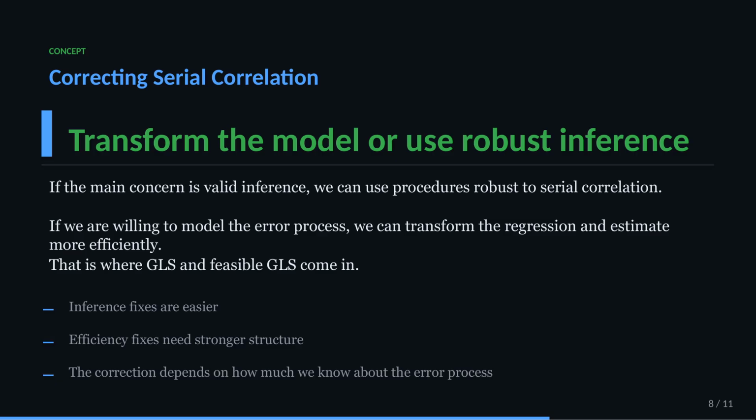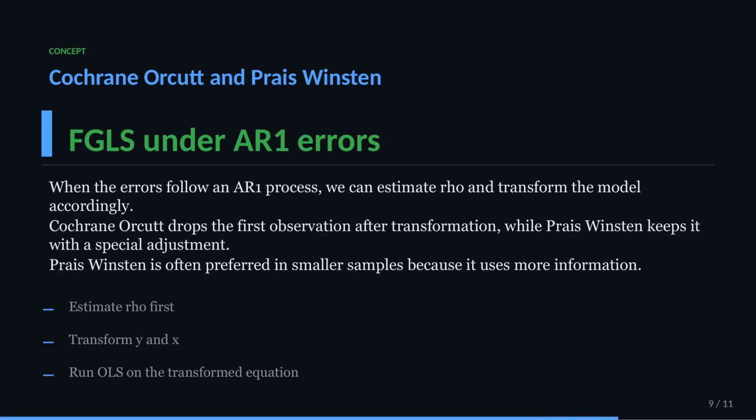Under AR(1) errors, two common FGLS approaches are Cochrane-Orcutt and Prais-Winsten. Both estimate the serial correlation parameter, transform the model, and then run OLS on the transformed equation. Prais-Winsten keeps the transformed first observation, while Cochrane-Orcutt drops it. That often makes Prais-Winsten more attractive in smaller samples.